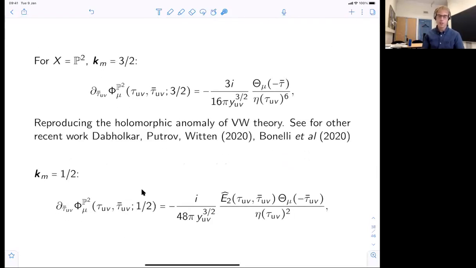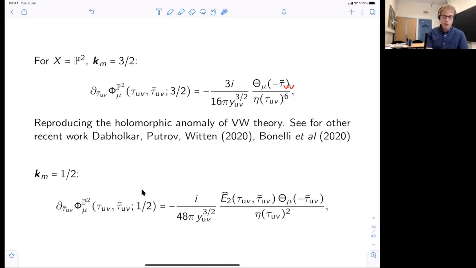We can do this for the various cases. So let me just fix X to be the simple example, the complex projective plane, and let us choose a spin C structure which corresponds to an ACS, with K_M equal to 3/2. Then if we determine the tau bar derivative, on the right-hand side there is this prefactor, then this combination, some theta function with argument tau bar UV, divided by a power of the eta function. So this is identical to the holomorphic anomaly of Vafa-Witten theory. See also recent work in this direction, the paper by De Boer, Putrov, Witten, and Bonelli et al.